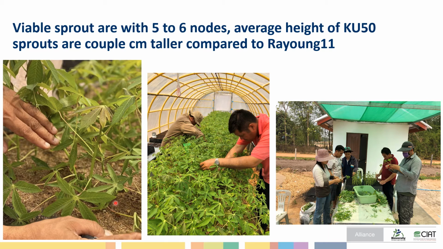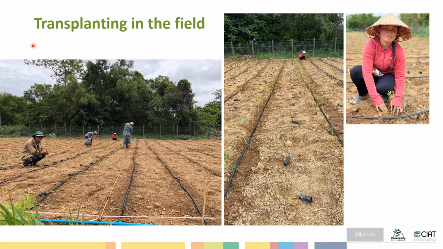Initially it was started with KU50 and RAM11 in Laos, and now they are also growing KU50 in Cambodia and in Vietnam. They are also multiplying exotic materials as well. Laos has also started tunnel multiplication for exotic planting materials. After transferring this to the rooting medium, they grow for about a month. When the roots come out, they are taken out of the plastic vessel and put in the ground.